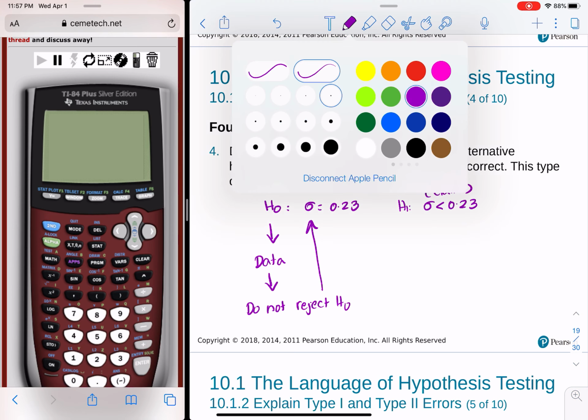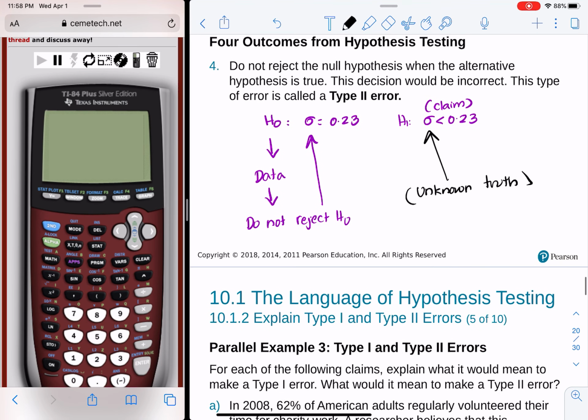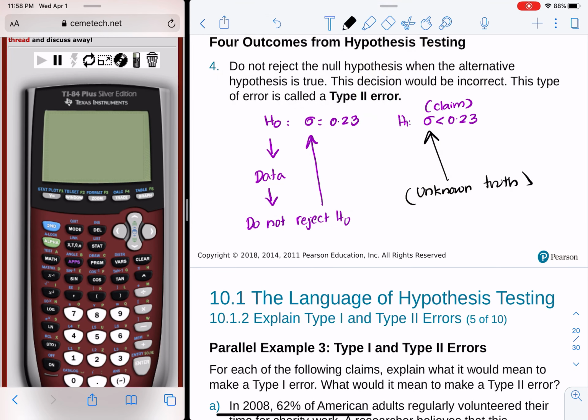But what if the unknown truth is really the alternative? Then we made a mistake. The data is not discovering the truth properly. We made a mistake, and that mistake is what we call type 2 error. That is not rejecting null when h1, the alternative, is true.